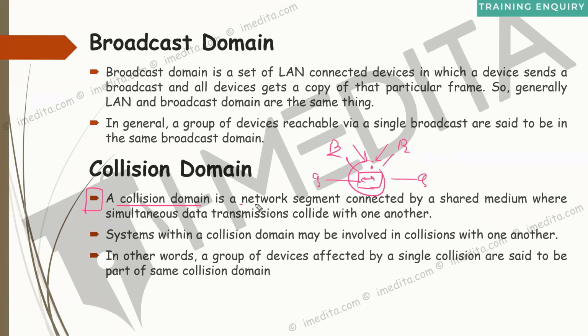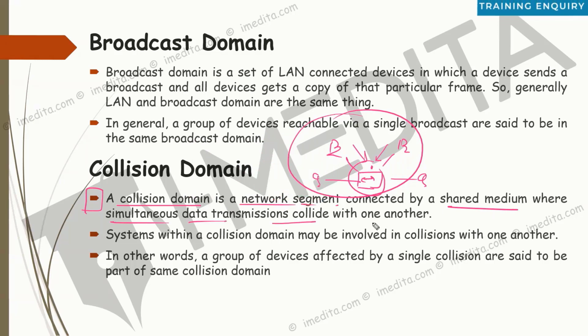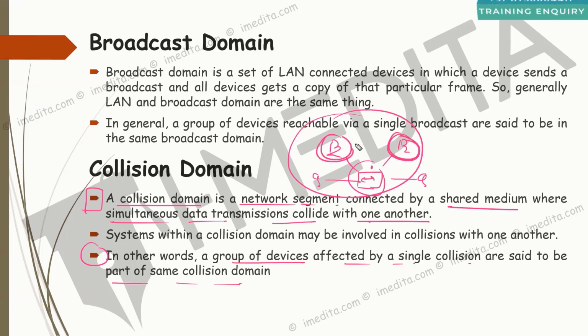So a collision domain is a network segment connected via a shared medium, where simultaneous data transmissions collide with one another. A group of devices affected by a single collision are said to be part of the same collision domain. If I transmit data from A to B and at the same time from B to A, the traffic will be received by this hub. Since a hub is a half duplex device, it can either transmit or receive at one time. So when the frames arrive at the hub, it will cause a collision, and the number of devices affected by that collision is what we refer to as a single collision domain.